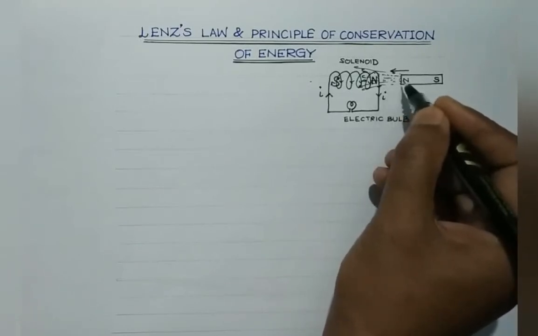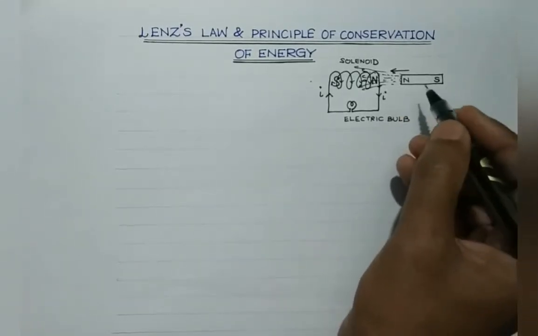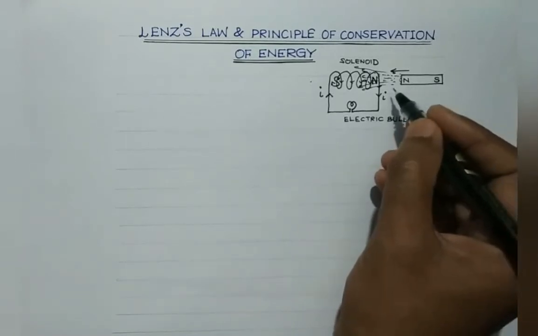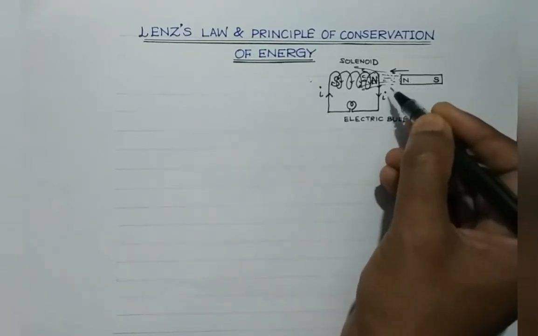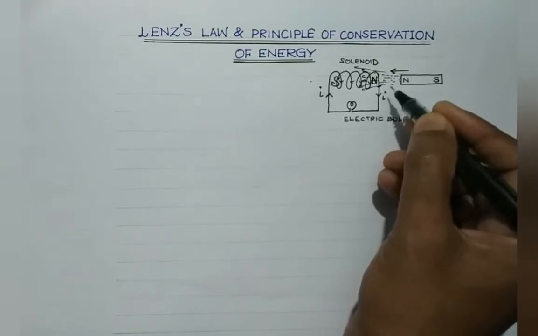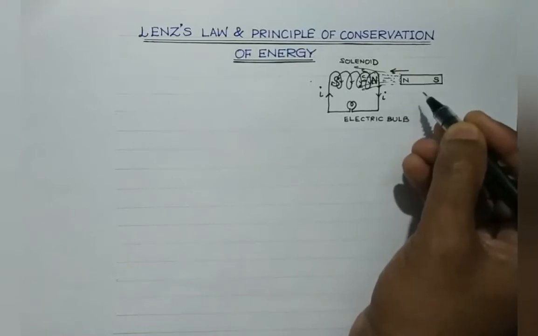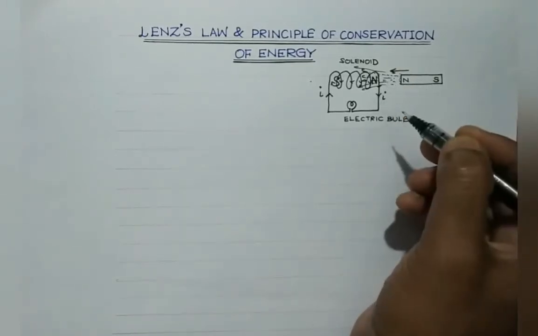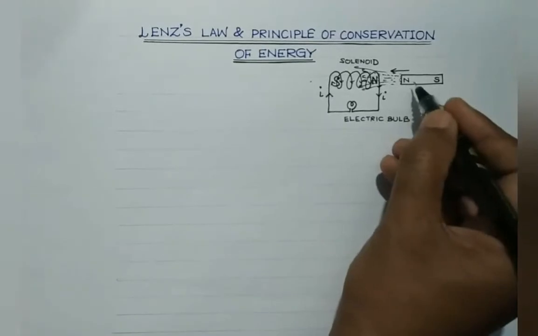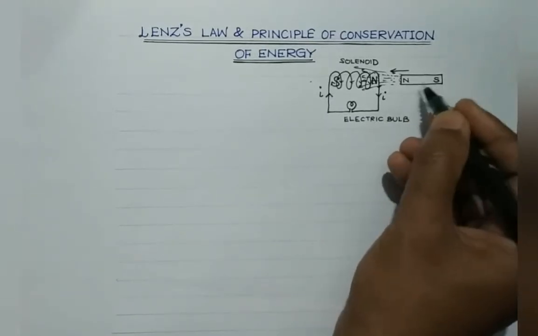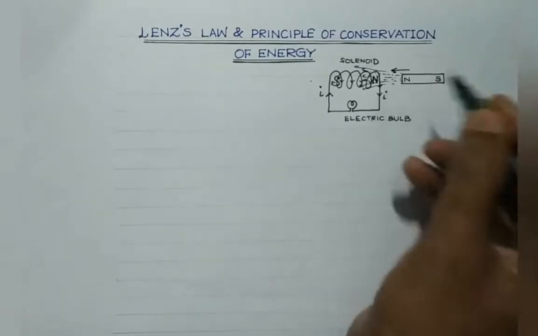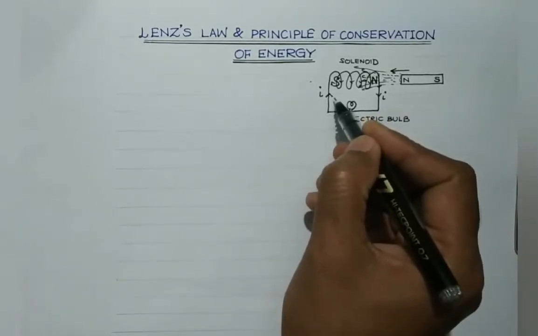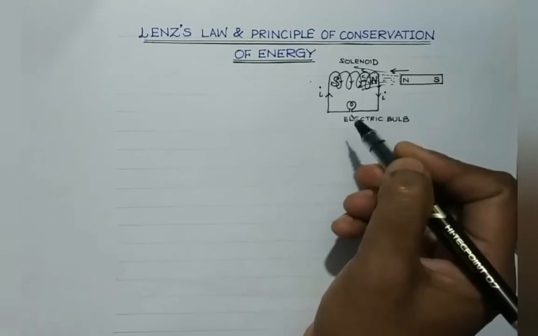So the agent has to perform some work in moving the magnet closer to the solenoid against this magnetic force of repulsion, isn't it? Obviously, when the magnet with its north pole towards the solenoid is moved towards the solenoid, it experiences an opposing force due to the magnetic field. And obviously, mechanical work has to be done in moving the magnet. Students, this work done in moving the magnet against this force results in the form of electric energy or induced EMF. And hence, obviously, Lenz's law is in accordance with the law of conservation of energy.